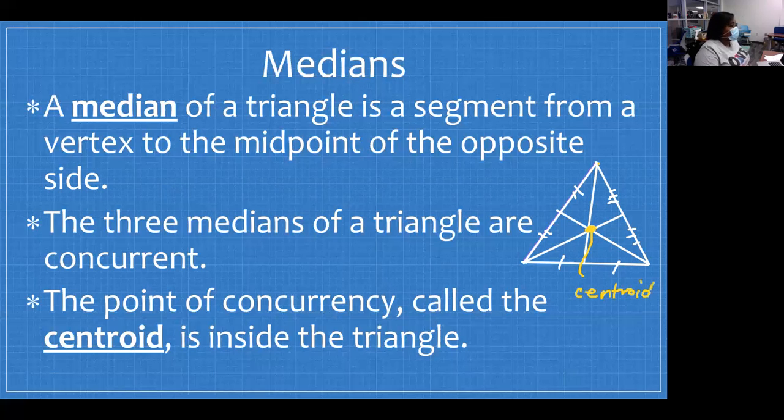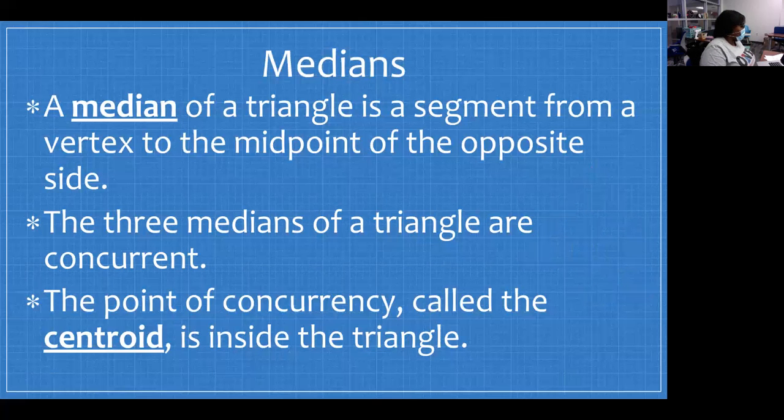And I don't like centroid because I think it messes up all the other ones, because you got circumcenter, in-center, orthocenter. Why is this one called the centroid? It just doesn't fit with the others because all the others have some kind of center. But we'll just go with it. All right, so the point of concurrency, which is the centroid, is on the inside of the triangle. So the good thing about the centroid, it is always on the inside.